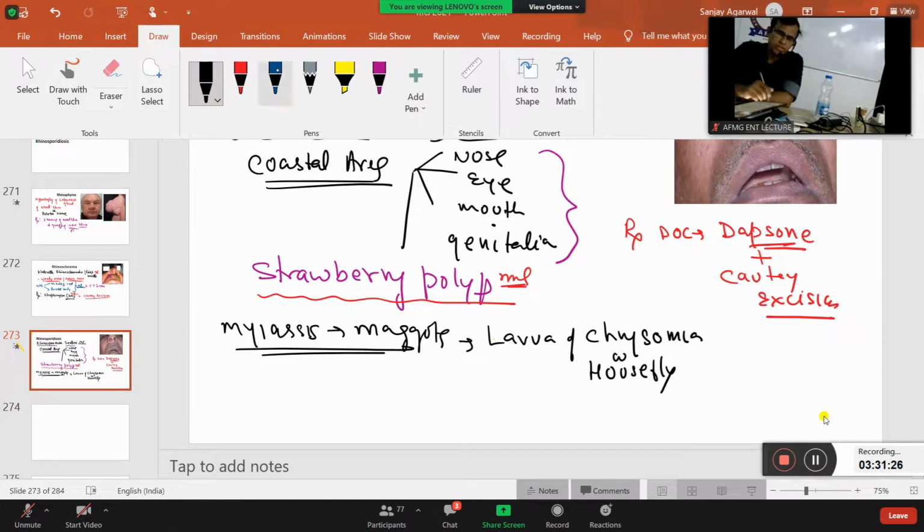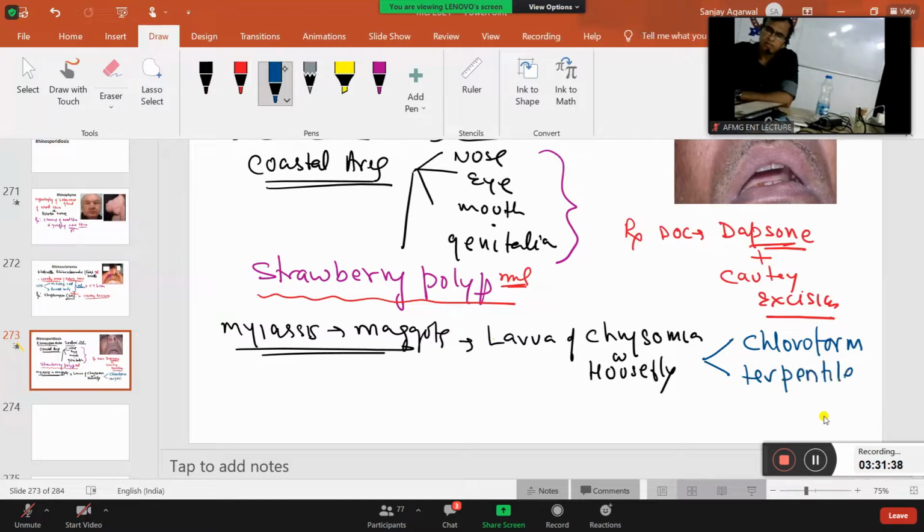But if they ask you the treatment, there are two options we have. Chloroform is a better option. Turpentine oil is an alternate option. Chloroform is a better answer. Turpentine oil is an alternative option. Right? So this is the main thing in the nose, the infections and related disease and polyp and all that. So we have done the main thing in the nose.